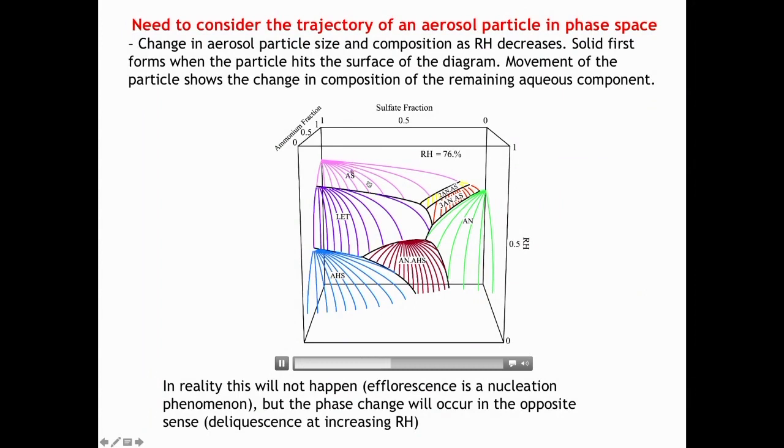Then you first start precipitating out some ammonium sulfate, so it becomes a bit solid. Then you precipitate out some letovicite, so that's one-to-one mixture.